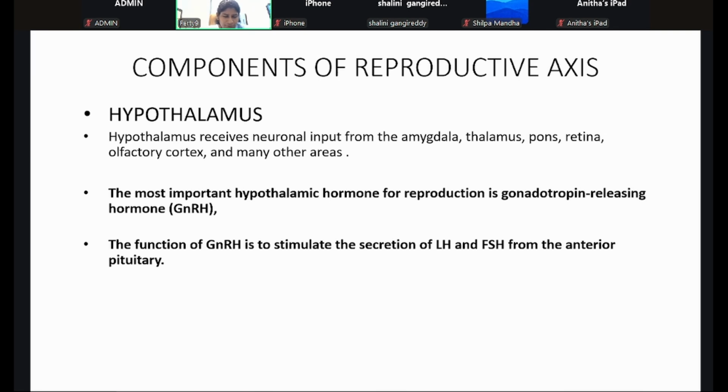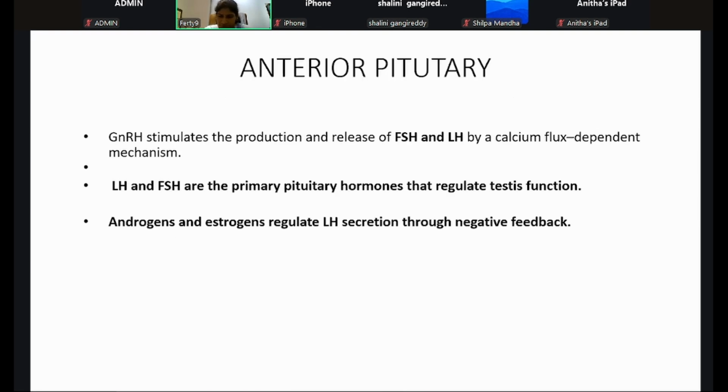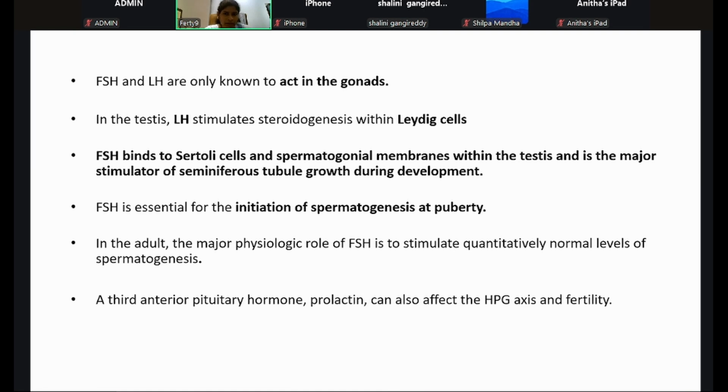As you know, GnRH hormone is released in a pulsatile manner, once every 90 to 120 minutes, and it acts for some 2 to 5 minutes. Then FSH and LH will be released. As I told in the picture, LH acts on the Leydig cells and FSH acts on the Sertoli cells, and it is the important stimulator for seminiferous tubule growth. So FSH is the essential hormone for the initiation of spermatogenesis at puberty.